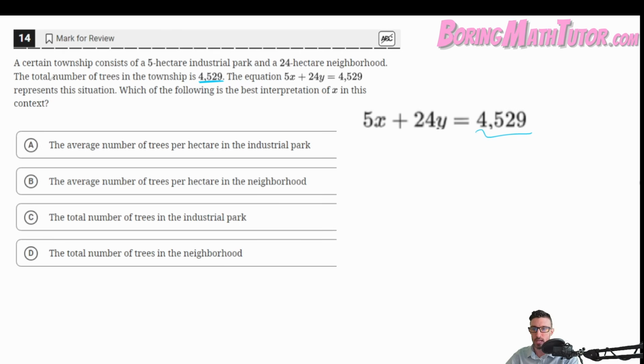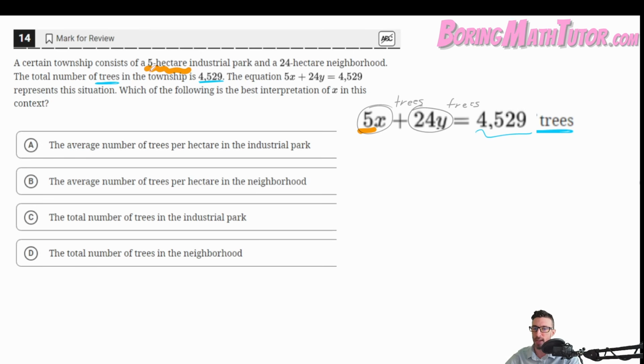Well, in this case, they're saying that it's total number of trees. So that means that the unit for that is trees. Okay, so what does that mean? That must mean that the unit for 5x must be trees, and this must be also trees. So that we have a certain amount of trees plus a certain amount of trees equals a total amount of trees. Okay, but now I got to figure out what's the unit of just the 5 on its own.